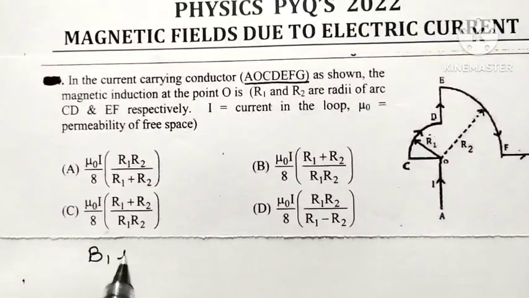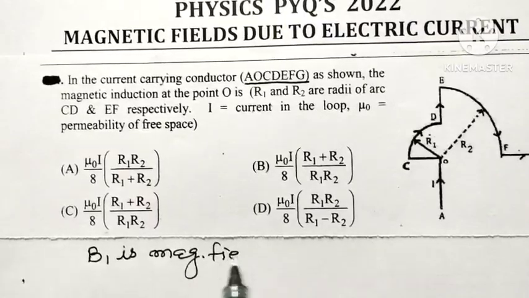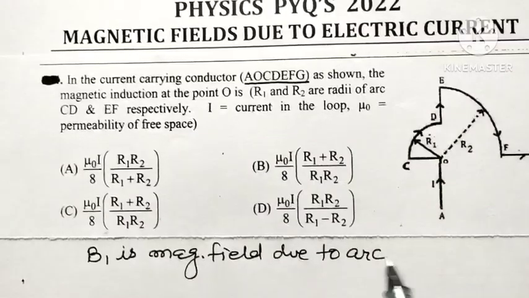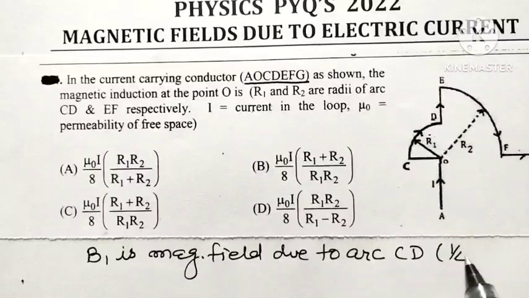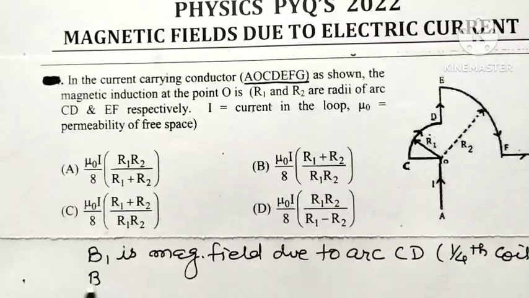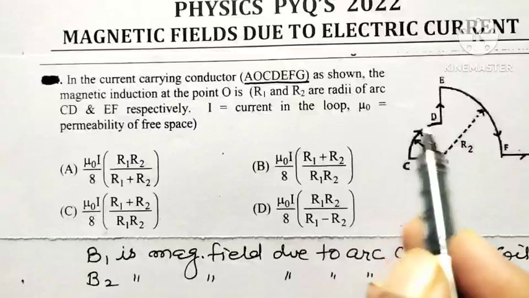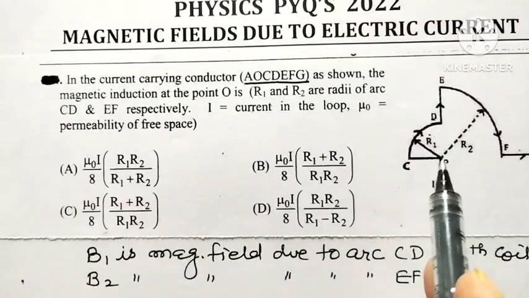B1 is magnetic field due to arc CD, which is actually what? Arc CD is actually 1/4 of a coil, and B2 is magnetic field due to arc EF at point O. So arc CD and arc EF, they are producing magnetic fields B1 and B2 at point O.